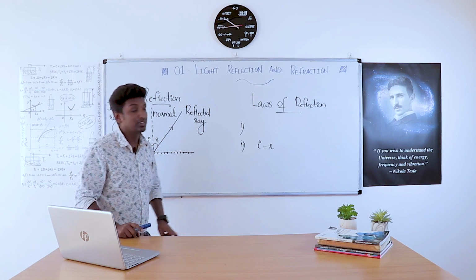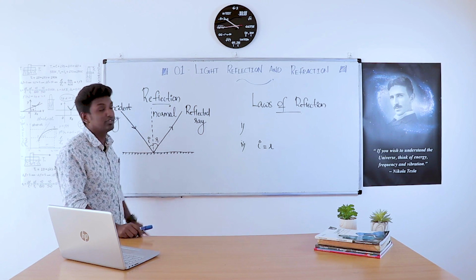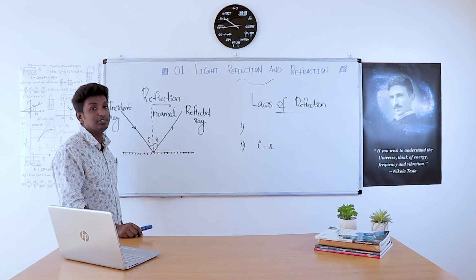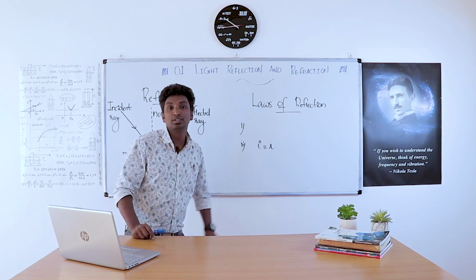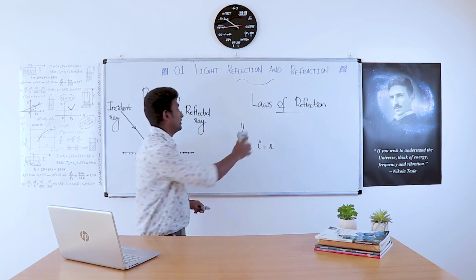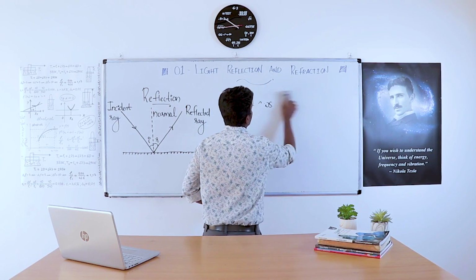And the second law of reflection is: angle of incidence is equal to angle of reflection. That is, i is equal to r. These are the two laws of reflection. So we discussed what is reflection and the two laws of reflection.